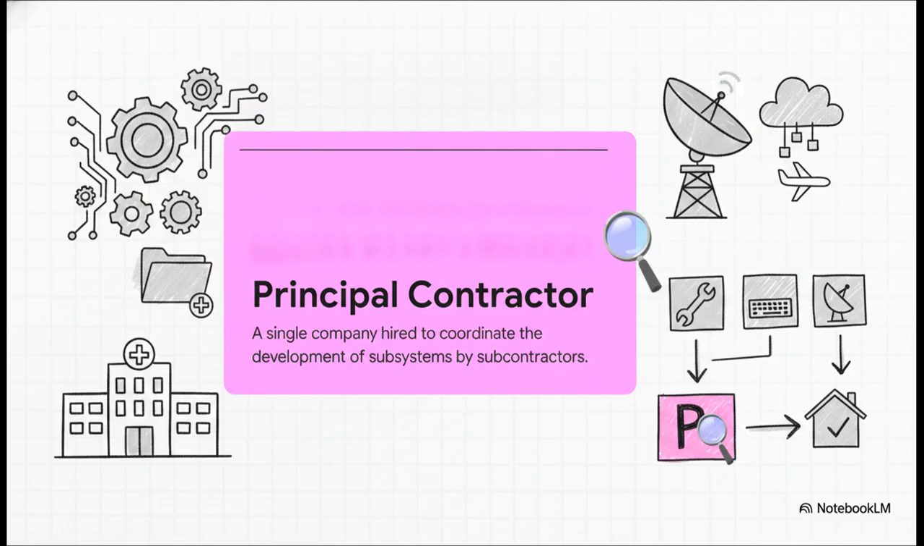Customers absolutely do not want the headache of negotiating with 10 different suppliers, so the contract is awarded to a Principal Contractor. This is a single company that takes charge of the entire project. They manage the consortium, they coordinate all the various subcontractors, they integrate all those subsystems, and they deliver one final, cohesive product to the buyer.